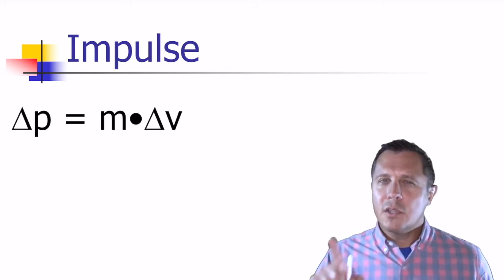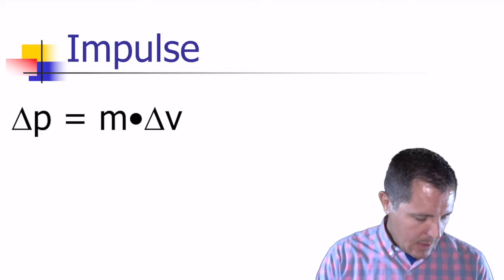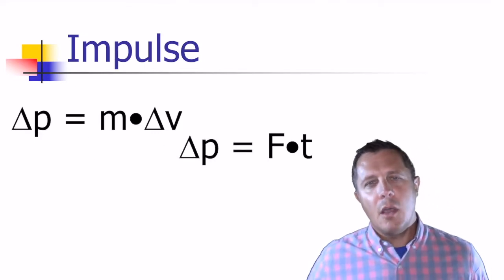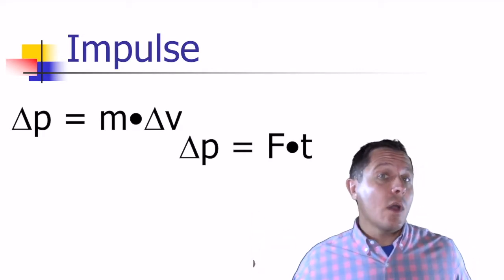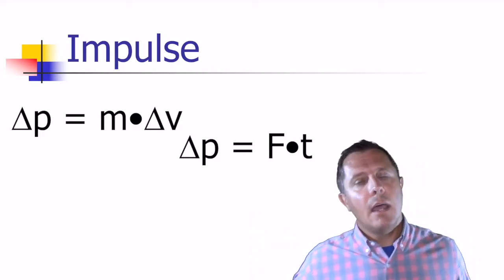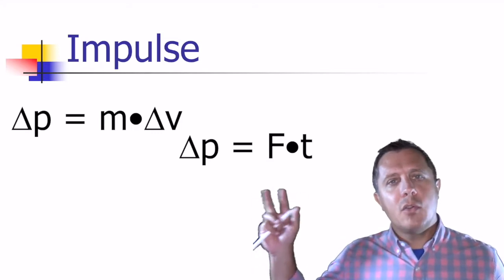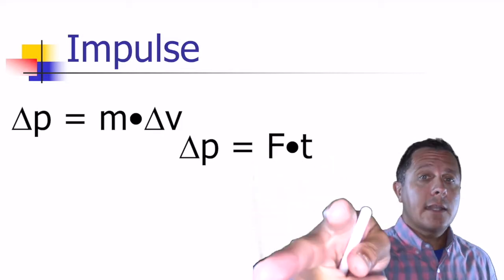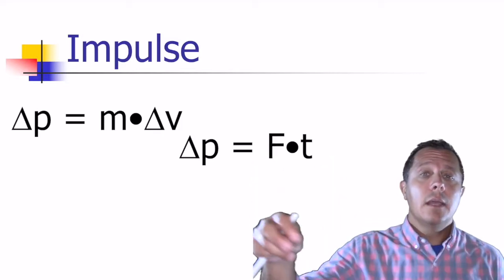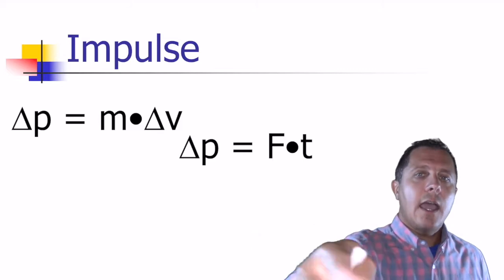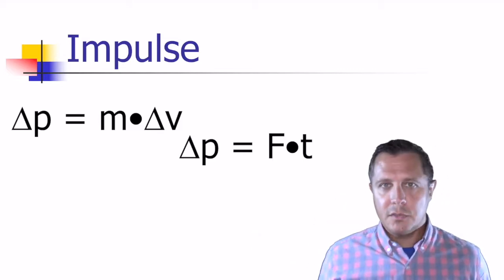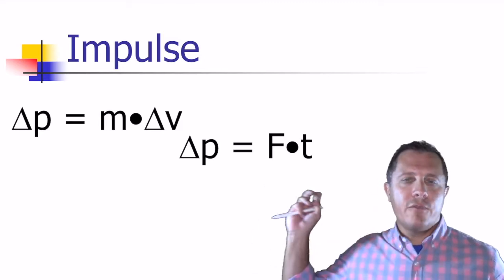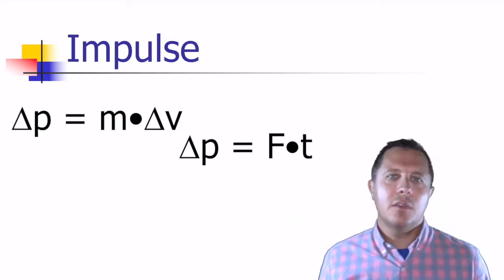Now, there's another equation for impulse. Impulse is also force times time. So let's say I have the object and want to throw it again. Let's say it's a baseball. I'm going to apply a force to that object for a certain amount of time. If I apply a force for a certain amount of time, I will give that object an impulse, which will end up giving it a velocity. But the force times the time is the impulse.